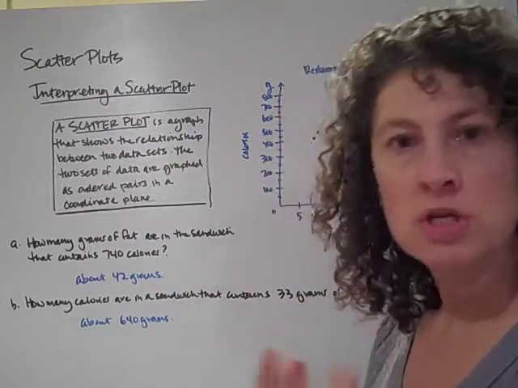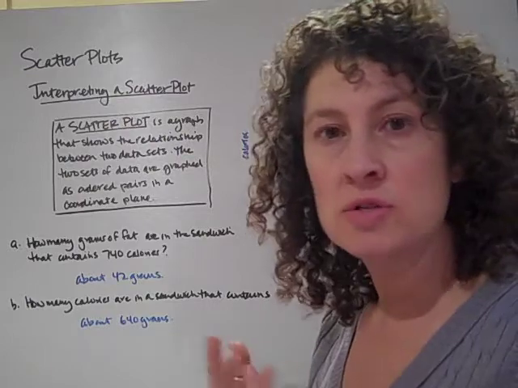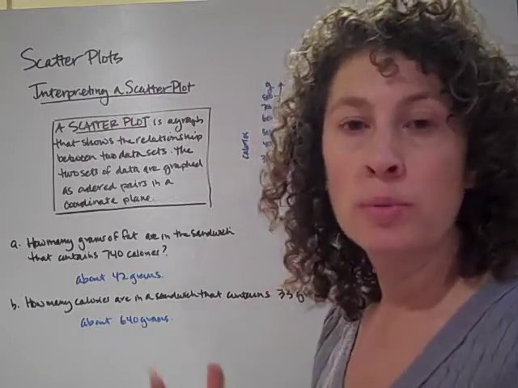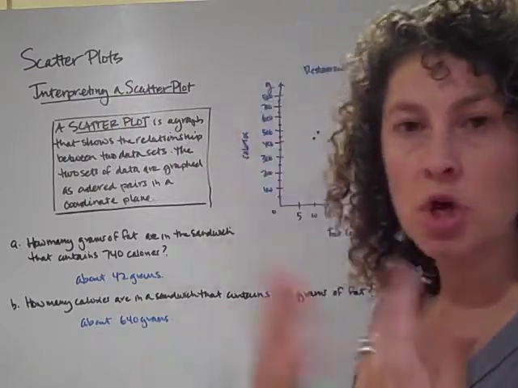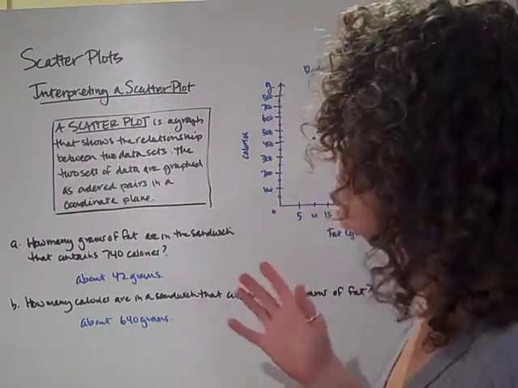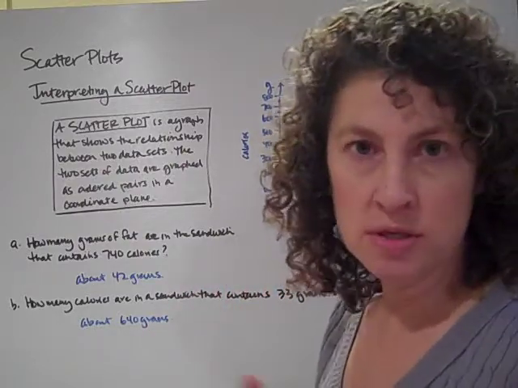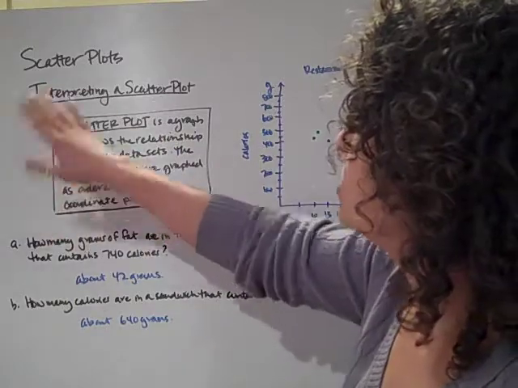So for some reason you have points, x's and y values that go together, and we're putting them on a coordinate plane and kind of looking for patterns. We're kind of interpreting the information from the scatter plot. So let's see what we can do with some scatter plots here. So interpreting a scatter plot.